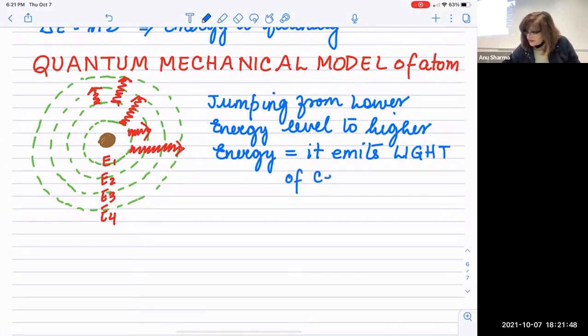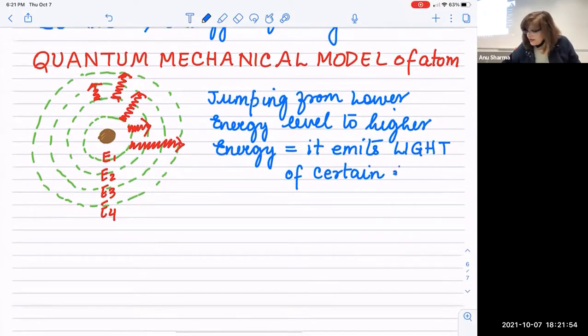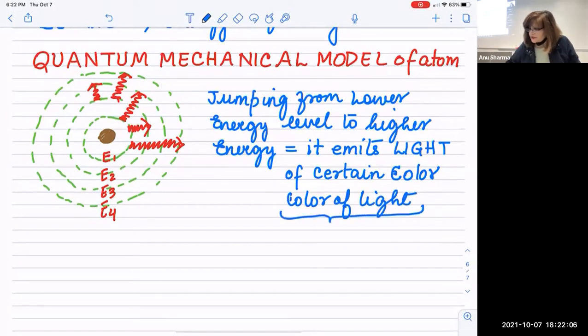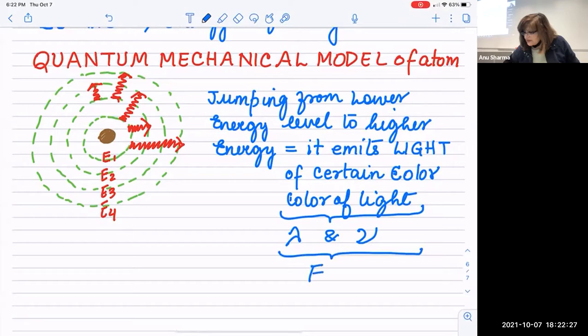Light of a certain color, and that color is associated with wavelength and frequency. The color of light relates to energy. The color of the light is related to the wavelength and frequency, and with that wavelength and frequency there is energy, and that's a change in energy.